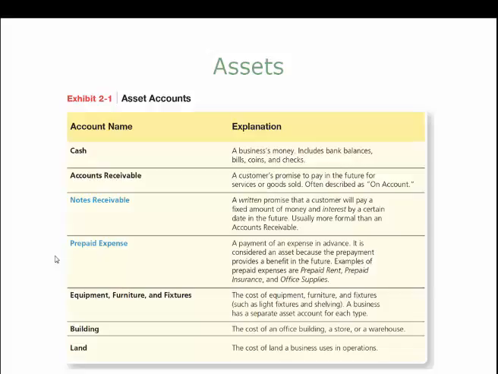Accounts receivable is another asset. Accounts receivable are what you expect to receive. If you provide services and you expect the customer to pay you later, that's accounts receivable. Notes receivable is a little bit different. Notes receivable, unlike accounts receivable, has interest on it as well. So it's a little bit different because you'll see that there's interest associated with notes receivable.